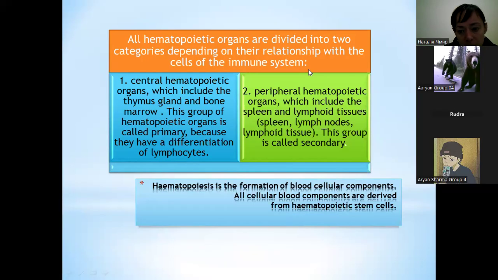Hematopoiesis is the formation of blood cellular components. All cellular blood components are derived from hematopoietic stem cells.